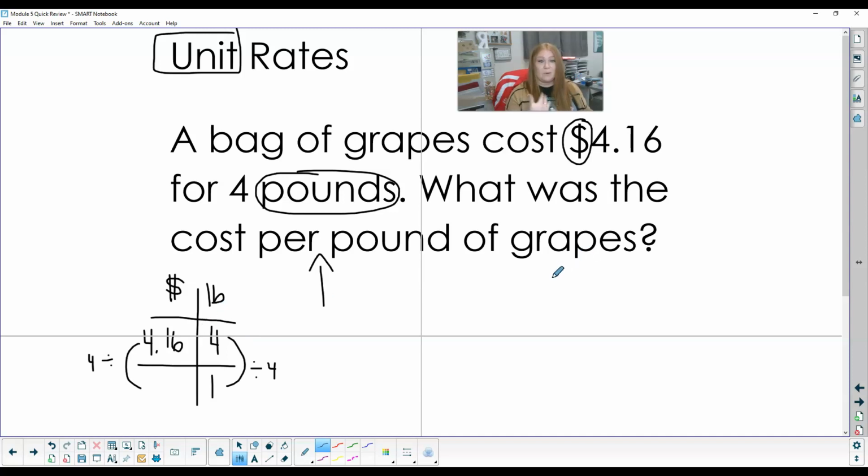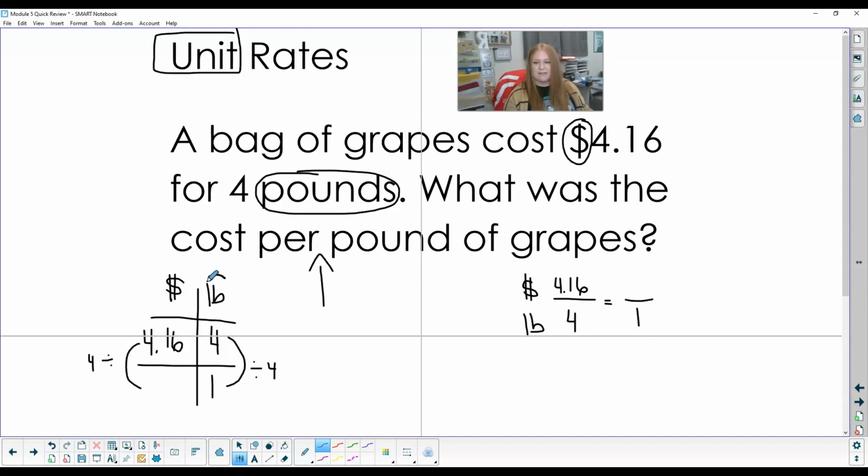Another way, and a way I like to do it, is I think about what am I looking at. So I've got my money and I've got my pounds, and I set it up sideways. My money is $4.16. My pounds is 4, and I set it up like a fraction. So that's still a ratio. And I'm looking for how much money does 1 pound cost.